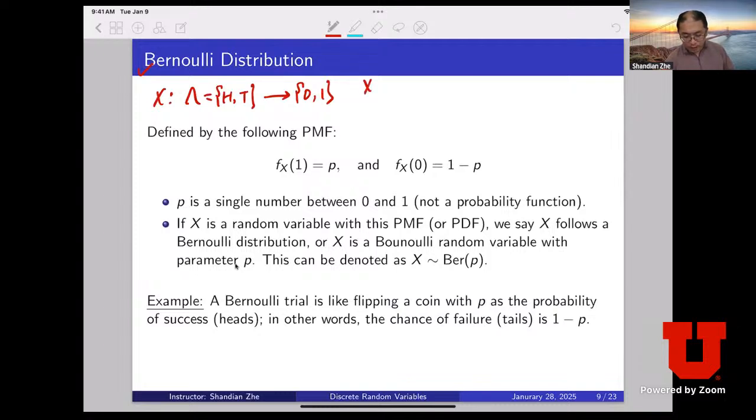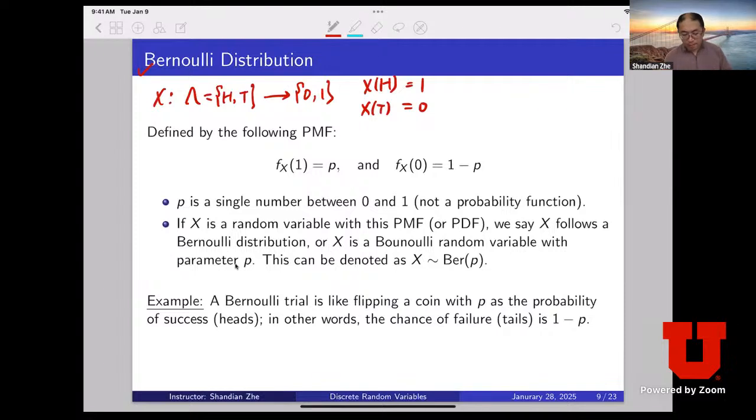So here the mapping relationship is defined as, in the context of flipping the coin, we usually define the map from heads to 1. And the random variable, when it is evaluated at tails, it is 0. Right? So this is usually how the random variable under the context of the Bernoulli distribution is defined. The sample space is binary. The mapped value is also binary. Okay.